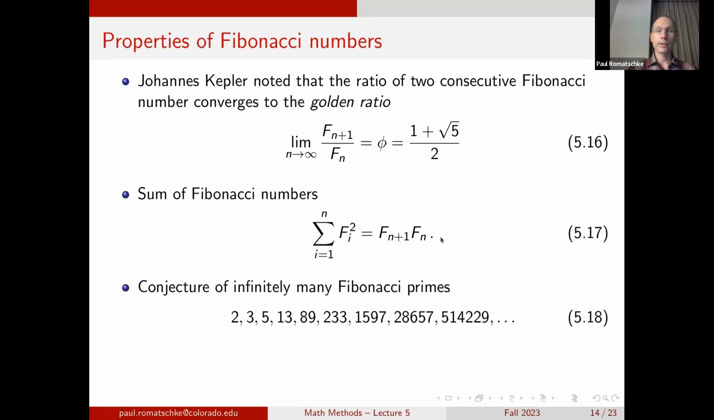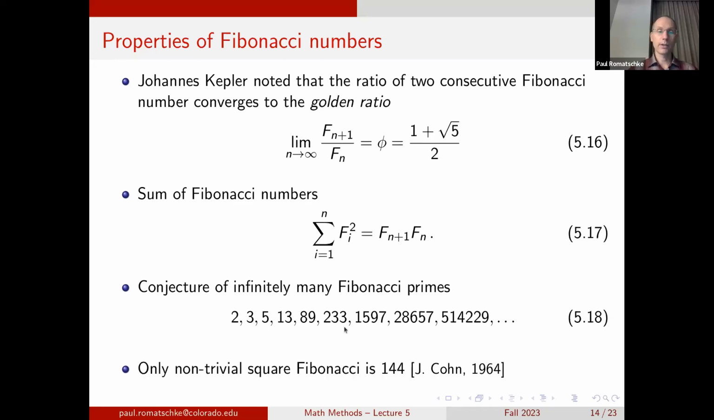One can also look at so-called Fibonacci primes. These are prime numbers that are part of the Fibonacci sequence of numbers, for instance 2, 3, 5, 13, 89, and so on and so forth. There's a conjecture that there are infinitely many Fibonacci primes, but this conjecture remains unproven.